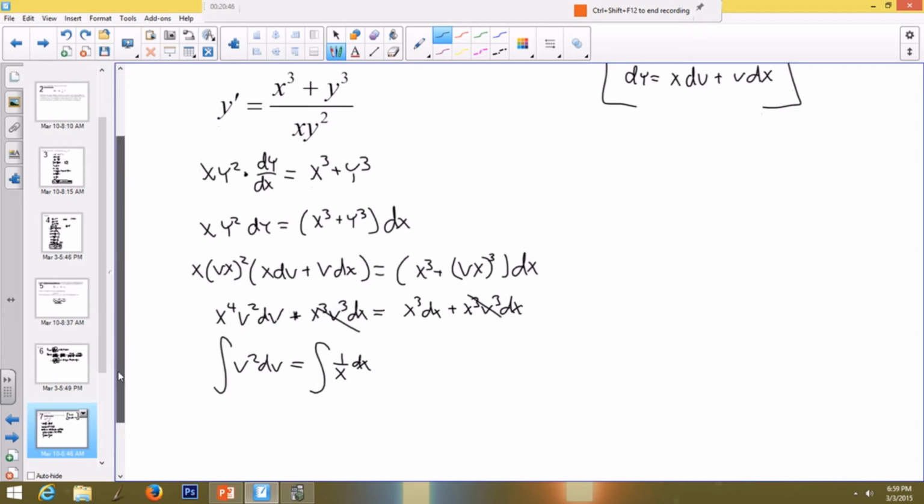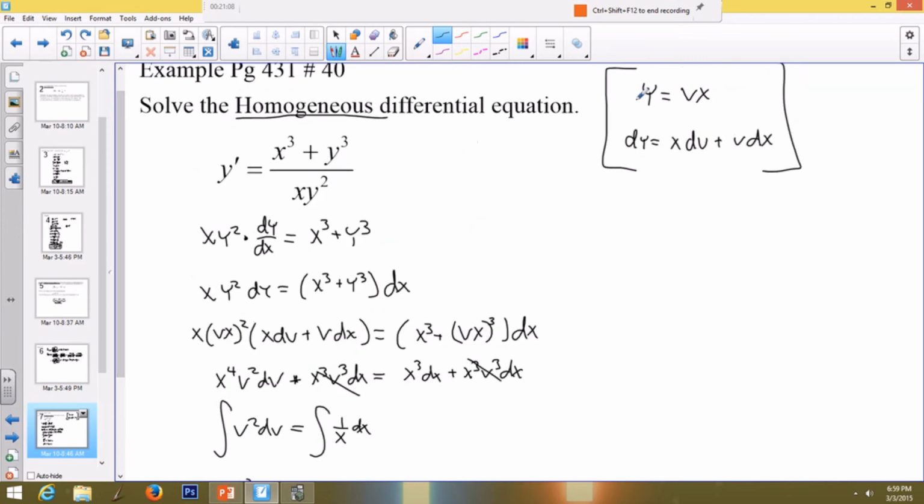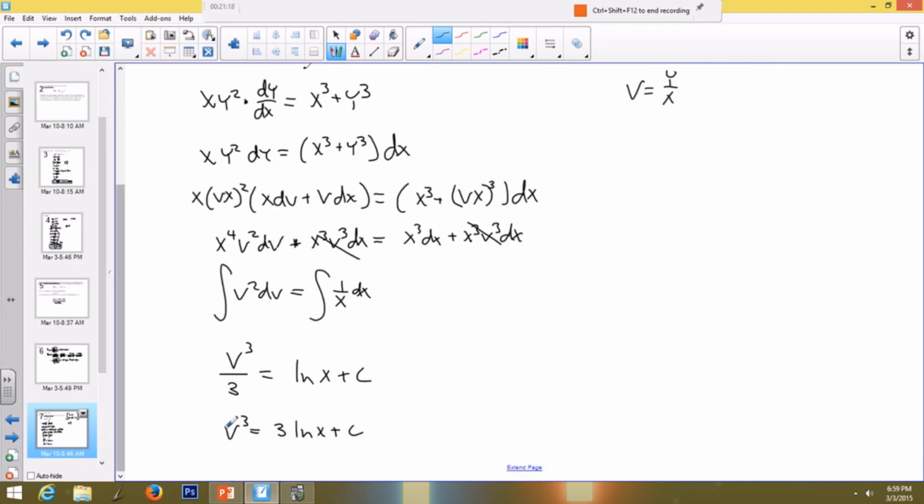We can integrate, and we'd have v to the third over 3 is equal to the ln of x plus some constant c. We'll multiply by 3, get v to the third equals 3 ln x plus some constant c. We're almost done here. All we've got to do is remember that y equals vx, so v equals y over x. Come back down, because we can't leave a variable that we just put in at the end.